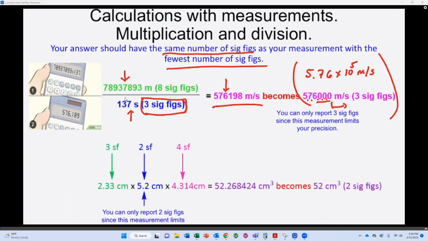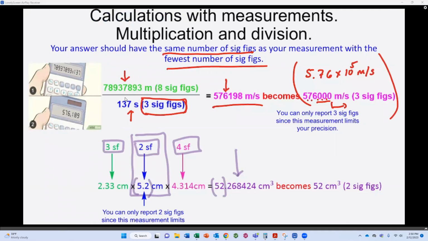Okay, here we have a set of 3 measurements. Our first measurement has 3 significant figures, the next one has 2, and the last one has 4 significant figures. So when we do the series of calculations, the final answer we report is limited by the second measurement that only has 2 significant figures. We multiply all 3 of these together. This is the number in our calculator. We have to remember that we have to stop here because why? Because this measurement limits us.